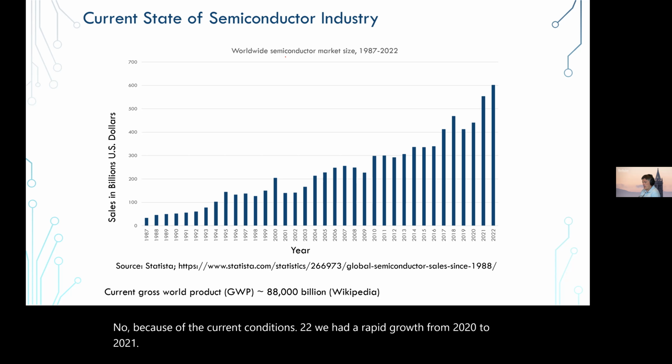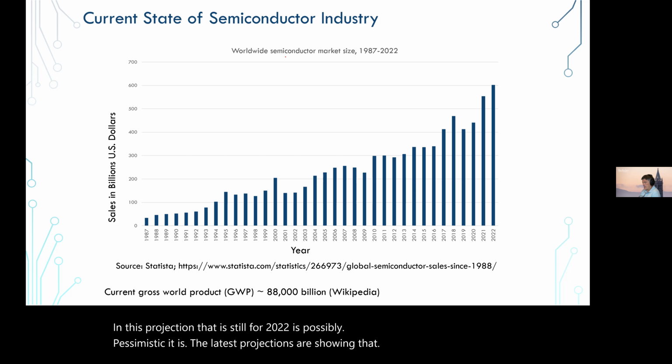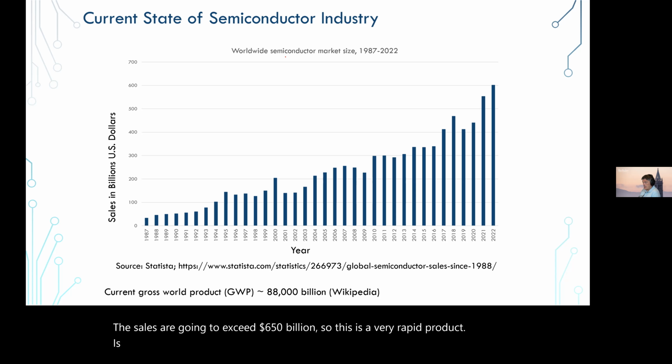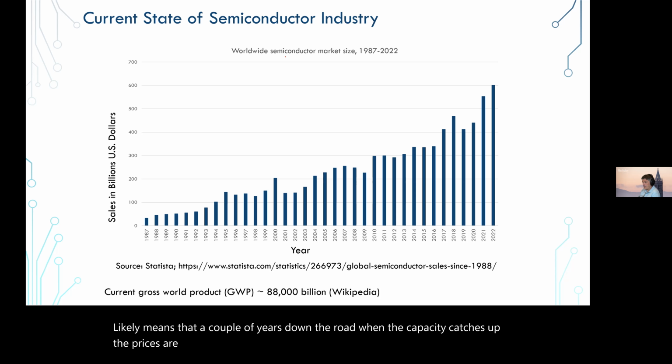And this projection that is still for 2022 is possibly pessimistic. The latest projections are showing that the sales are going to exceed $650 billion. So this is a very rapid growth. It is projected, as you might have noticed, because of the shortages the prices have gone up. That likely means that a couple of years down the road, when the capacity catches up, the prices are going to go down and the market is going to shrink. And then it'll continue going up.